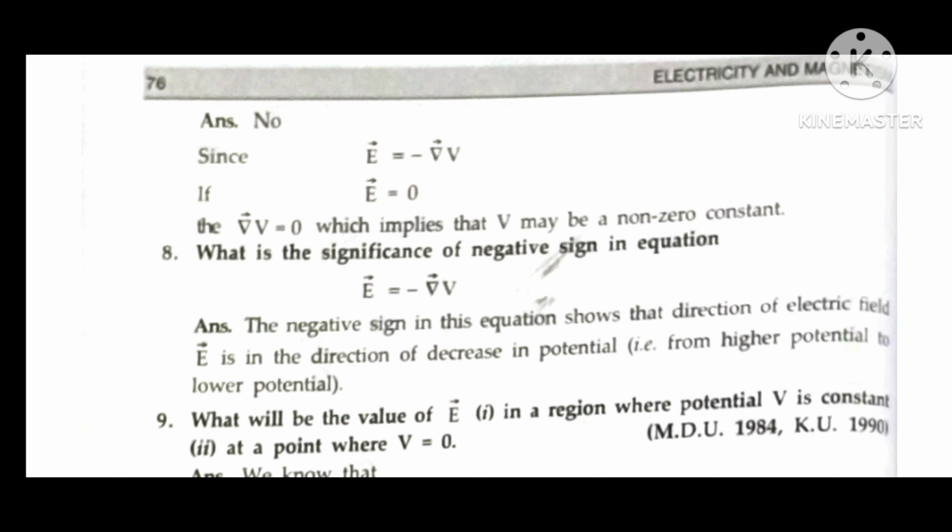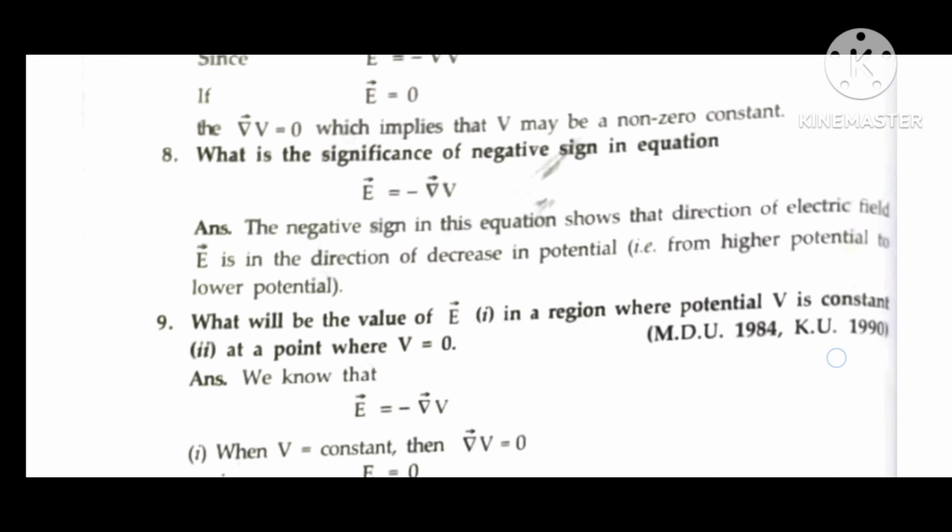What is the significance of the negative sign in the equation E vector is equal to minus del vector V? The negative sign in this equation shows that the direction of electric field E vector is in the direction of decrease in potential. That is, from higher potential to lower potential.